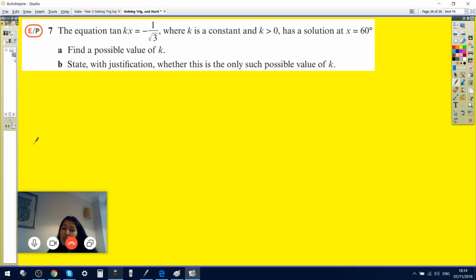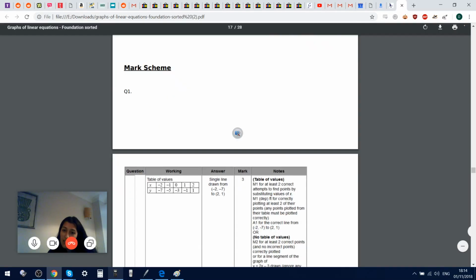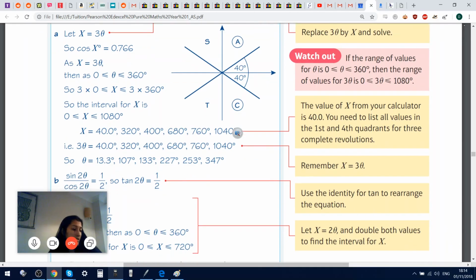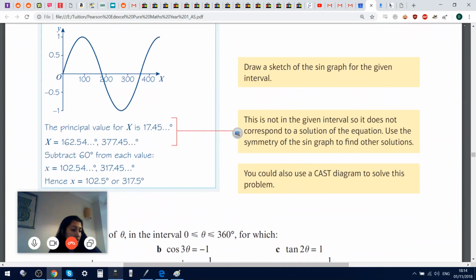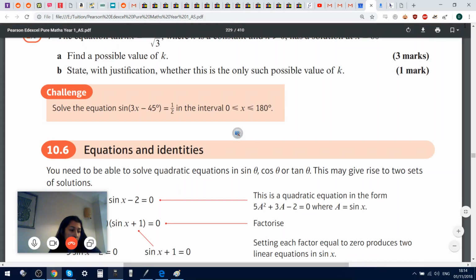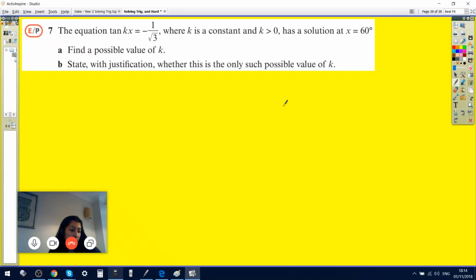Sorry, how many marks is this? Just so I know how much to think. Question 7. No, not there. Where was this? 3 marks. Okay, so not much thinking. Okay. Three marks.